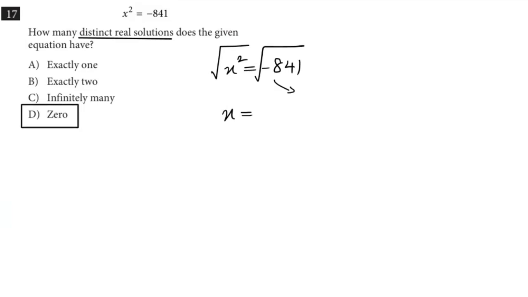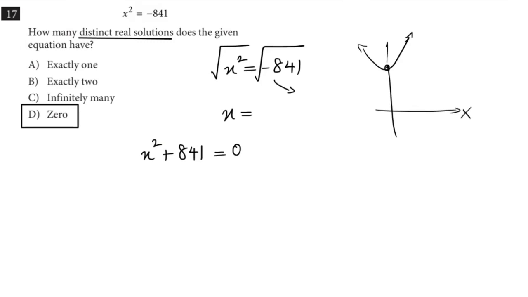The other way of approaching this same problem is that you can rearrange the equation and add 841 to both sides, and the right side will become 0. And try to sketch this quadratic graph in your calculator, and you will see that the graph will be entirely above the x-axis. If the quadratic curve is entirely above the x-axis, it doesn't touch the x-axis, so it has no solution. So there is no solution, or you can say zero solutions.